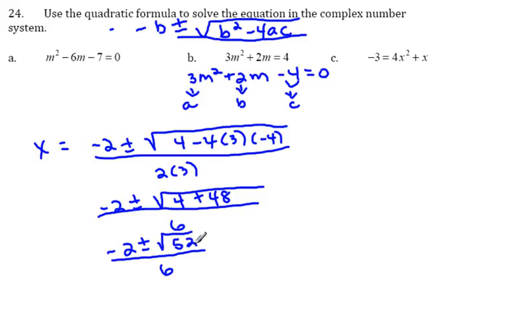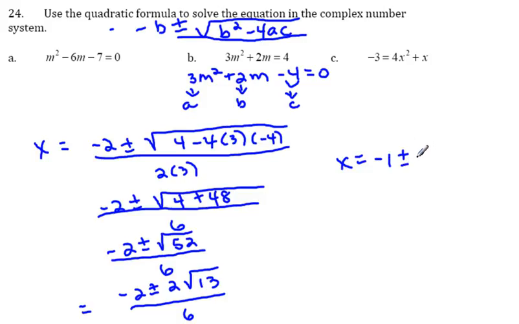And now 52, if you don't recognize that that's 4 times 13, 13 and 13 is 26, 26 and 26 is 52, then just prime factor it. But because it is 4 times 13, I can take out the square root of 4, which is 2, leaves under there a 13, all over 6. Now because 2 divides into 2, 2, and 6, I do have to reduce that. So I get x equals negative 1 plus or minus 1, which we don't write, times the square root of 13 over, and 2 went into 6 3 times. And that's my final answer for that.